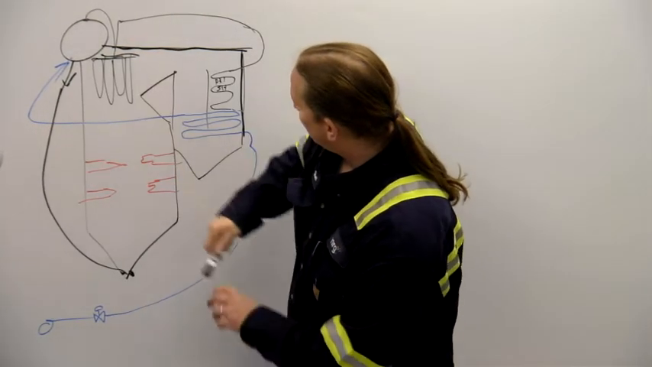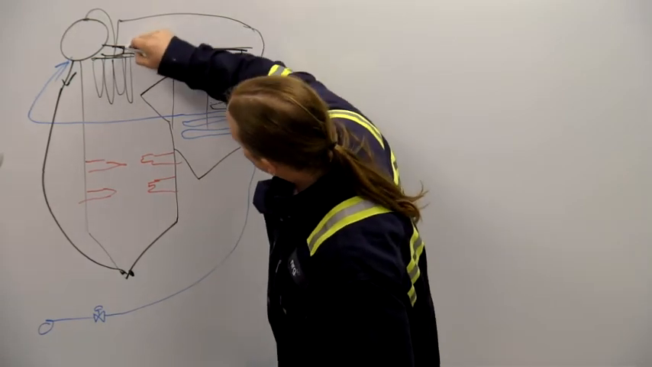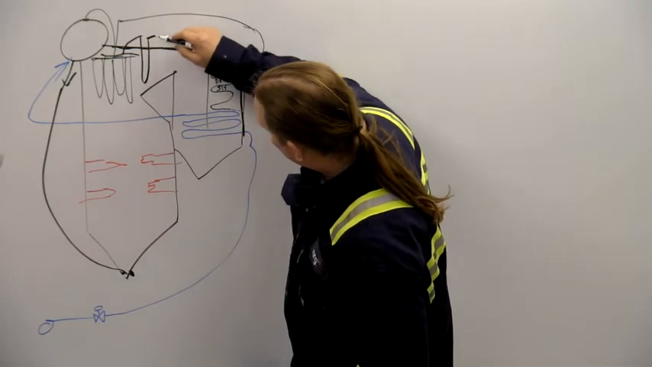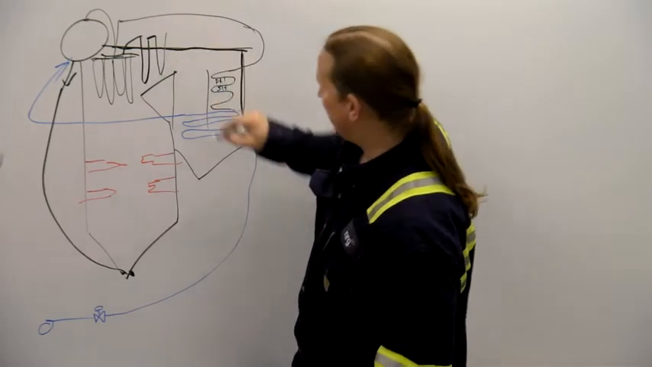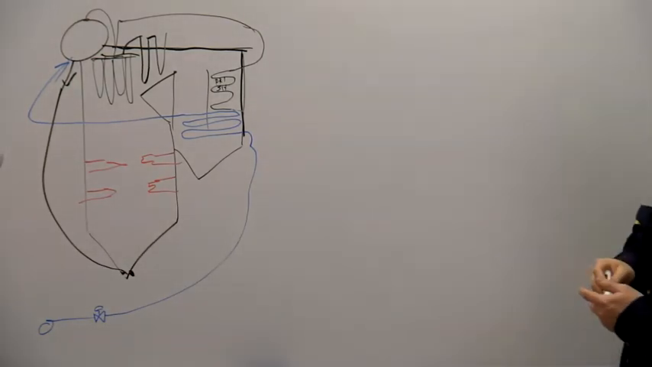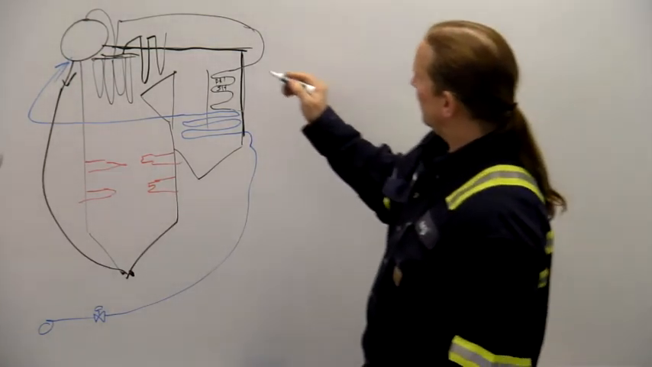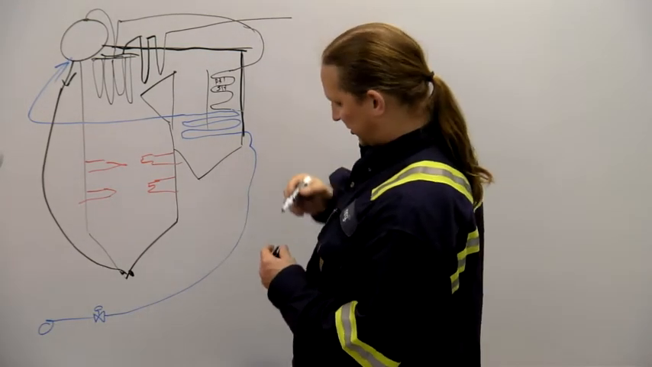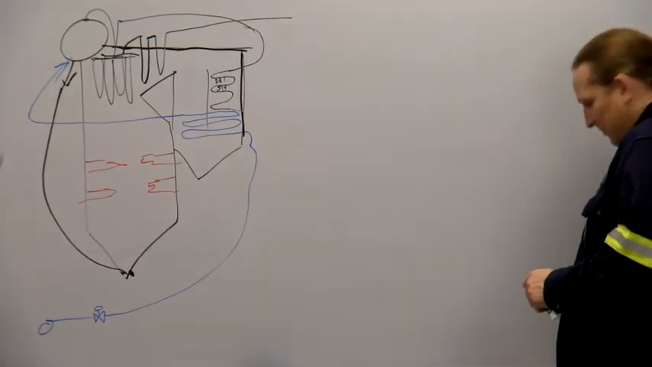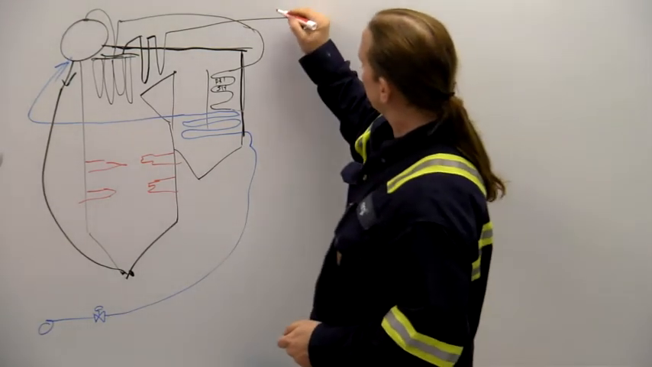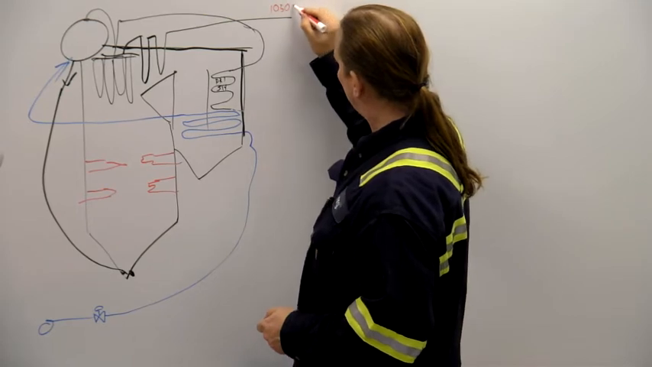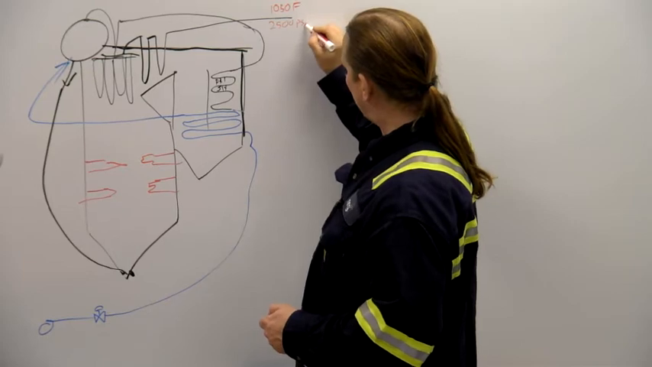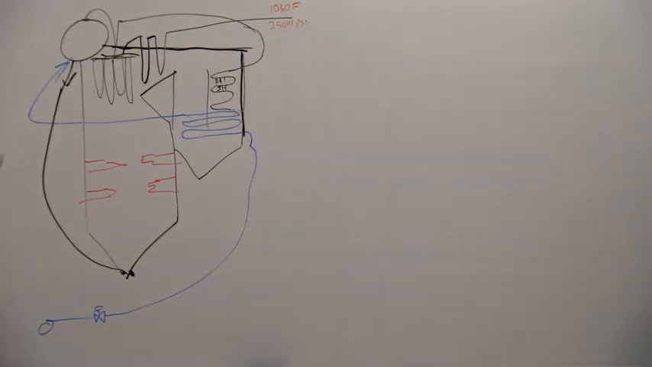So it goes to the secondary superheat, and then it comes out, and it goes down and makes the tertiary superheat, and then it goes down and makes the final superheat. And then here we come out, and what are our steam conditions? 1050 Fahrenheit and 2500 PSI. Good answers. All right.